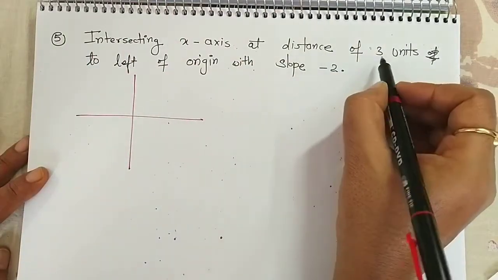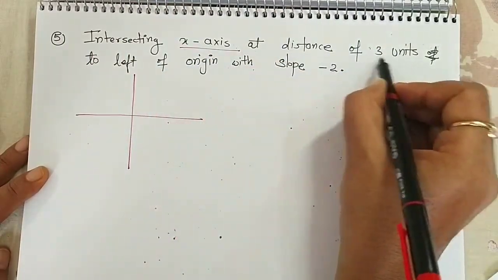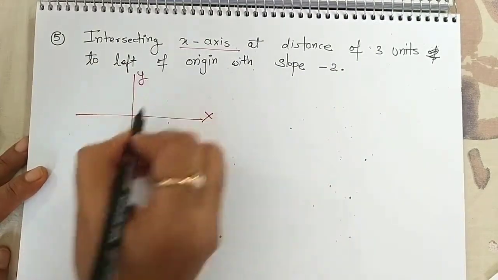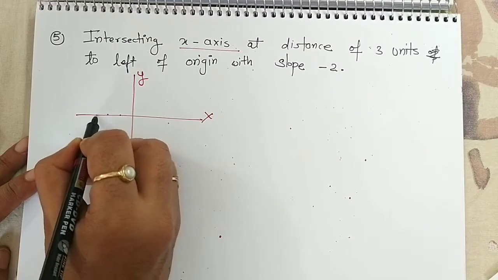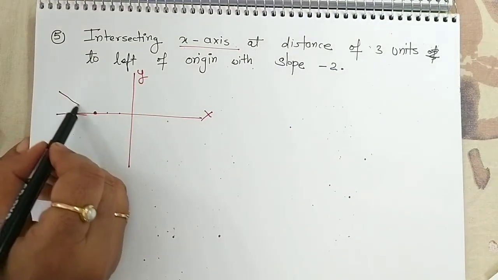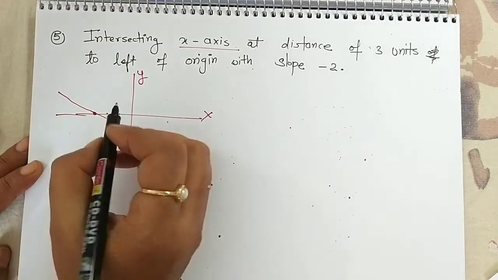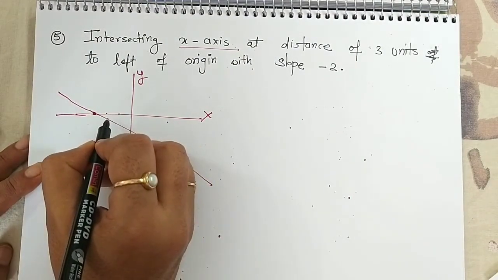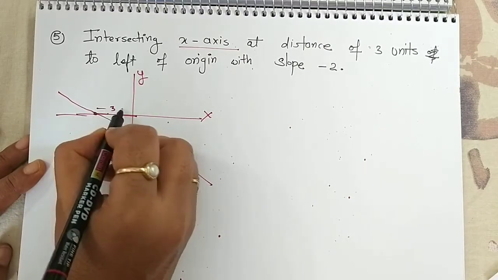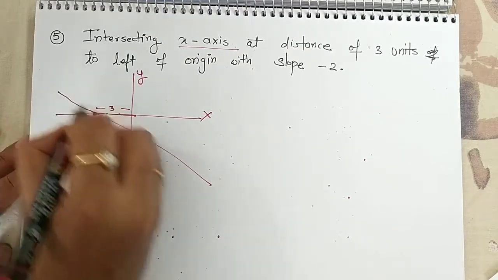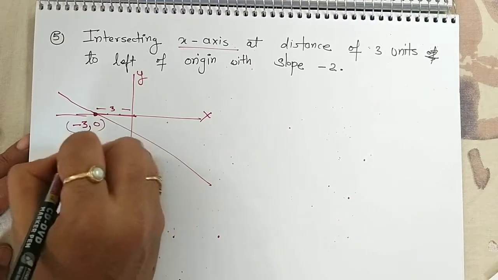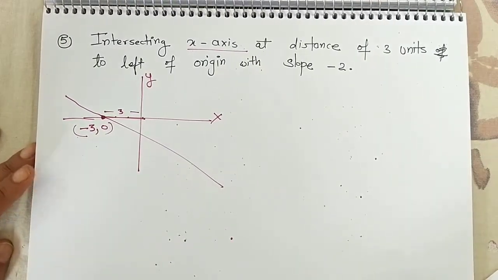And now they are saying it is cutting x-axis 3 units on the left side. So this is my x-axis, this is y-axis, on the left side is somewhere here, 1, 2, 3. So suppose here it is cutting and slope is negative. So there are chances my line is something like this. It is cutting at a distance of 3. So can I write this point available on the line is (-3, 0)? Can I write that? Correct.